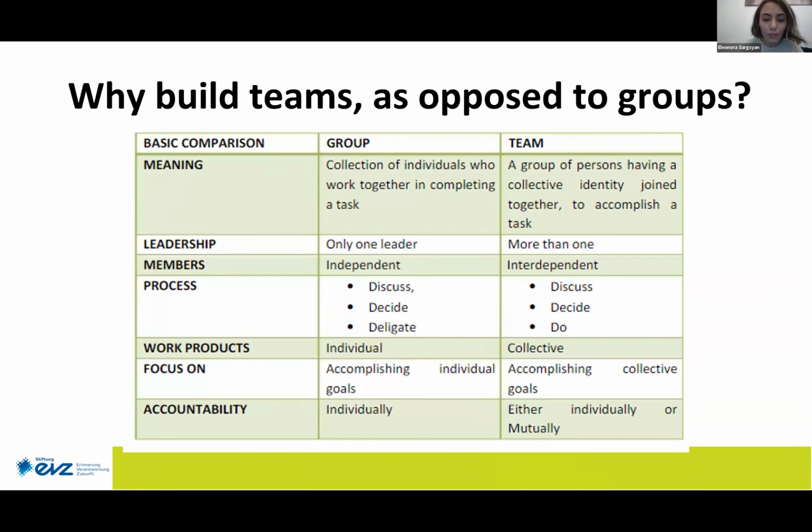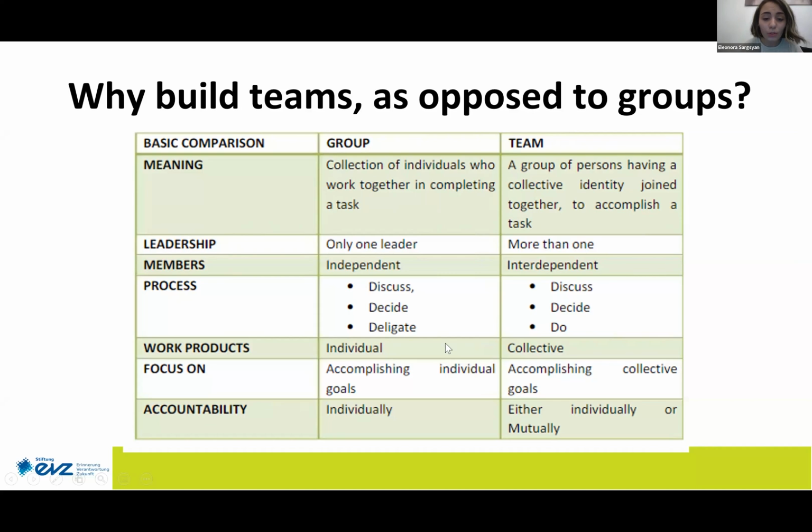In the case of processes, we have discuss, decide, delegate, because in groups people usually are not so enthusiastic about doing the work, so they usually try to delegate their work to other group members. While in a team, we have this discuss, decide, do system, where people are very enthusiastic about the work, and they are also very enthusiastic about taking responsibility and doing this work.